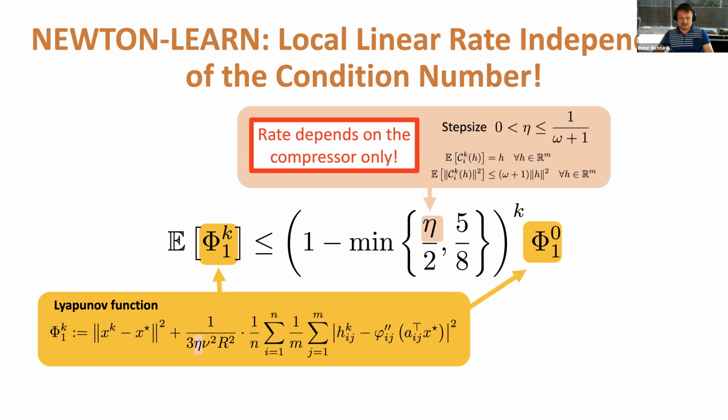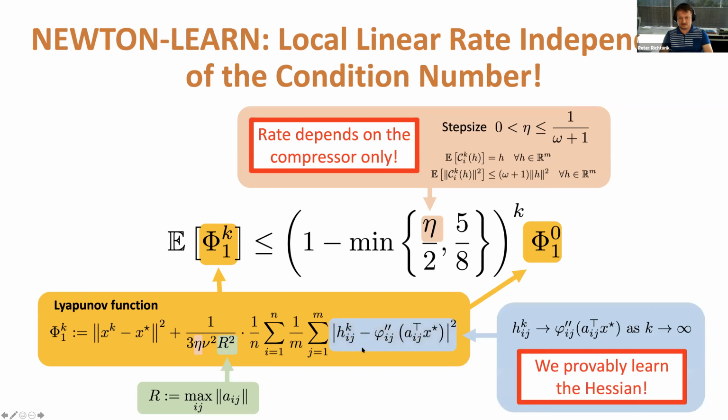And this is the thing that decreases. It's a Lyapunov function, which contains two parts. So the distance between xk and the optimal solution, and some multiple of the average of all of these squared distances between the coefficients that we learn and the true coefficients at the optimum. So since all of this goes to 0, that means that these HIJs indeed converge to the optimal values that would be used by the Newton star method. Okay, if this was 0 all the time throughout the iterative process, then we're running the Newton star method. So this method truly learns the Hessian at the optimum.